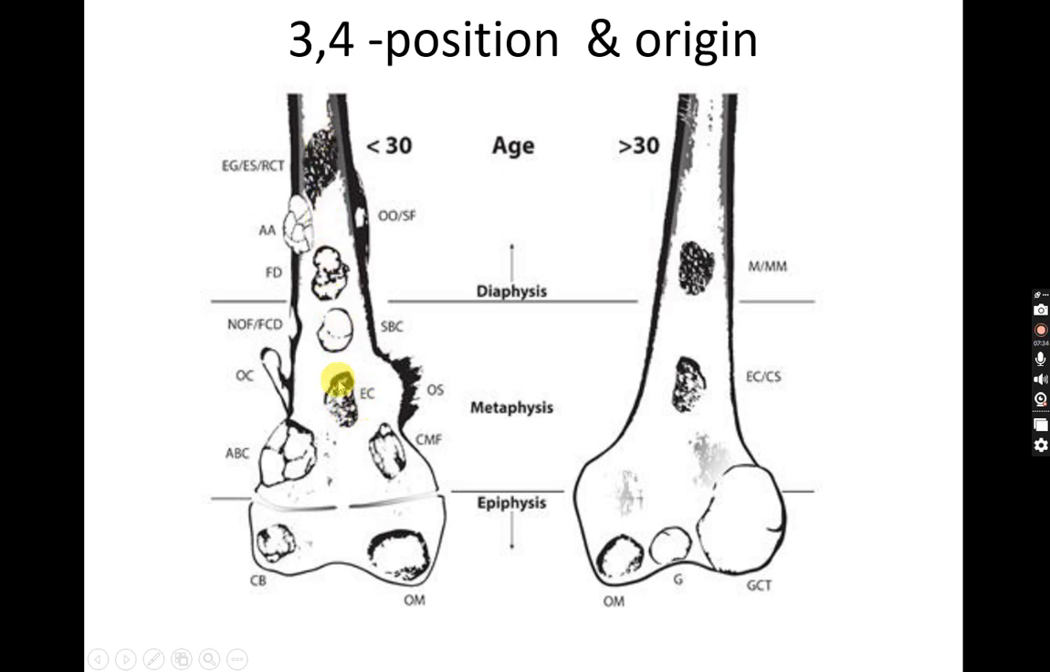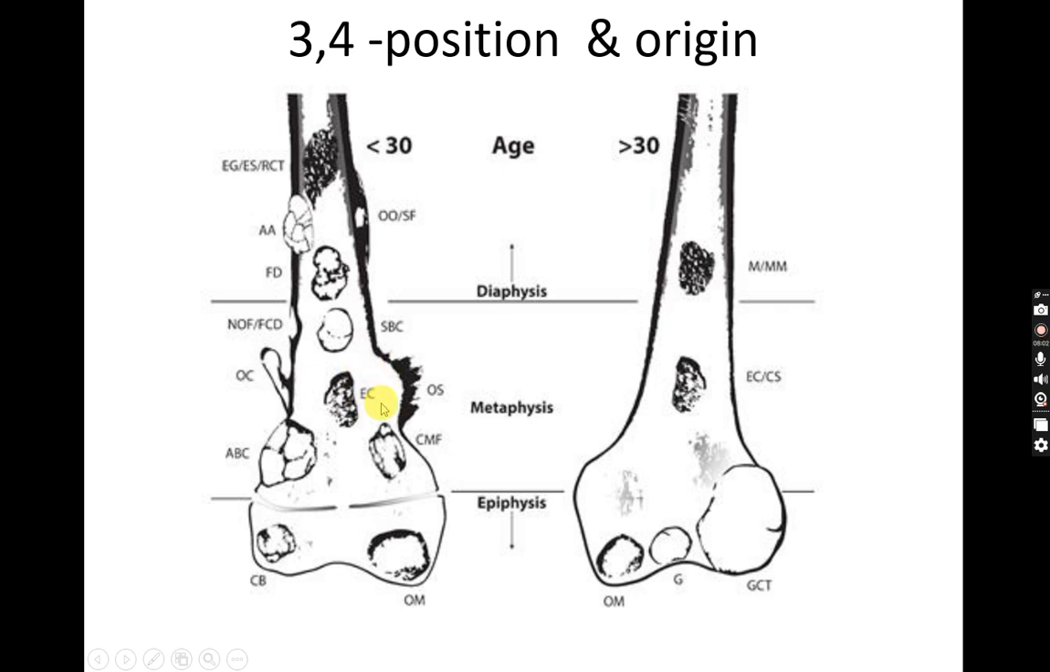In that we have enchondroma, then the simple bone cyst, then the fibrous dysplasia, and here we have eosinophilic granuloma, then the Ewing sarcoma and the round cell tumor like Ewing sarcoma type and PNET, primitive neuroectodermal tumor. Then this is the osteosarcoma, the most common pediatric bone tumor.